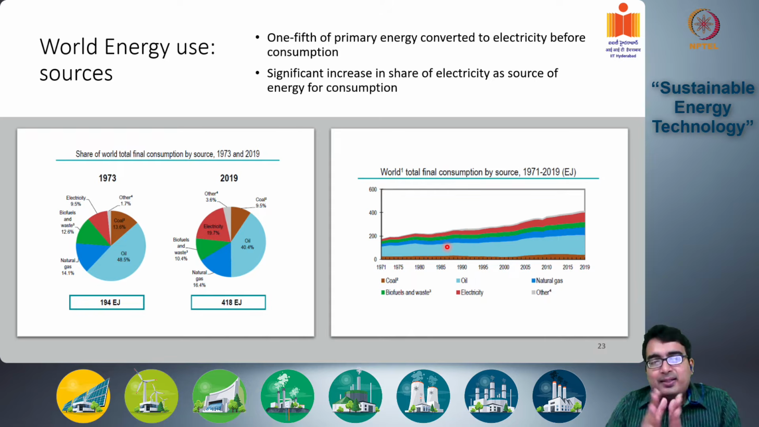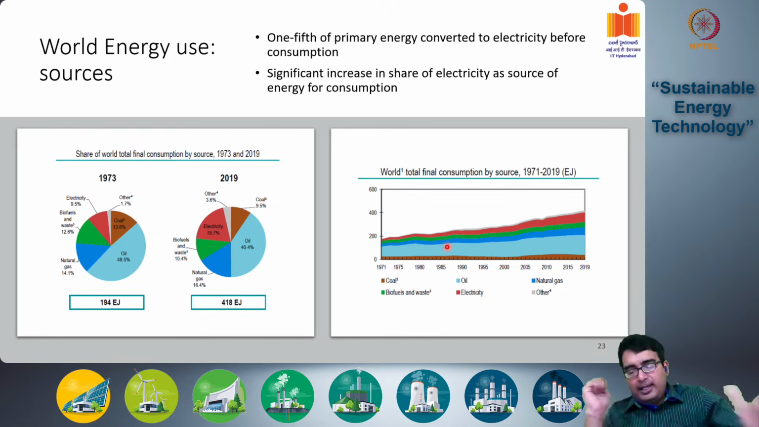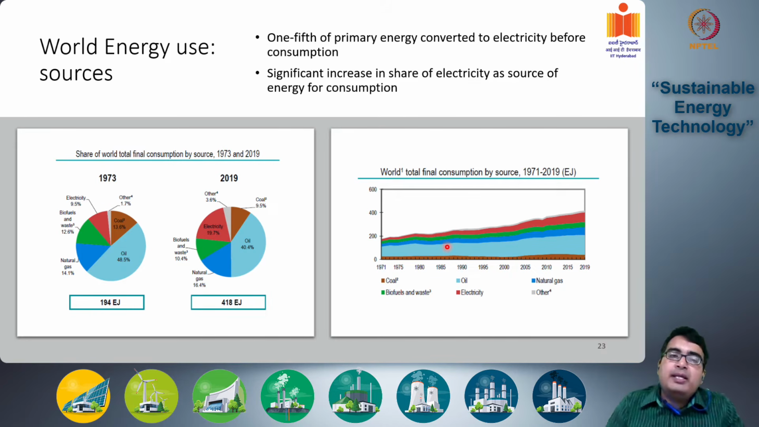Now, this is world energy end use. So world energy is being produced. How is it being utilized? Here there is a significant change that you may miss. You still have coal, natural gas, others, oil, etc. But a significant source of energy that is being utilized as it is coming to you is electricity.